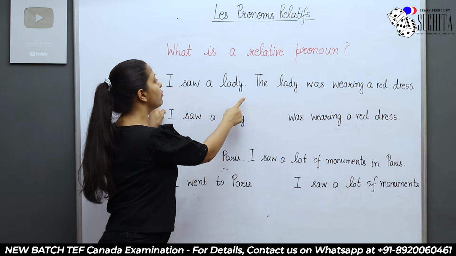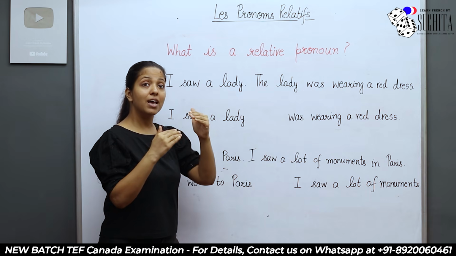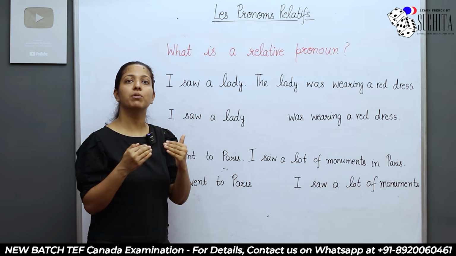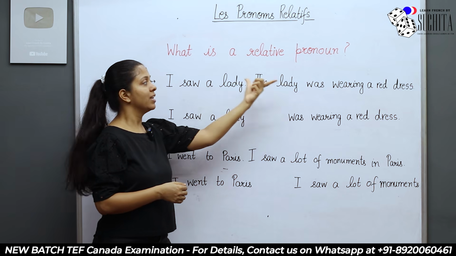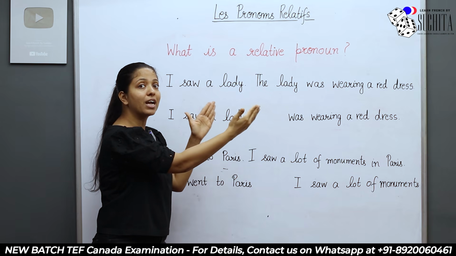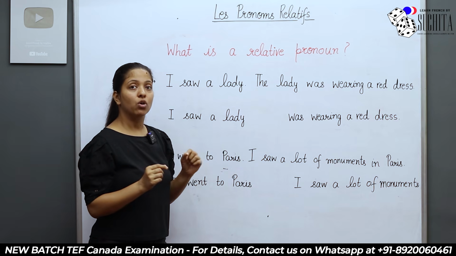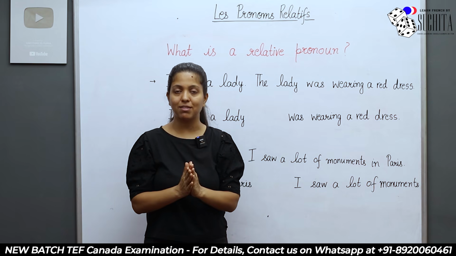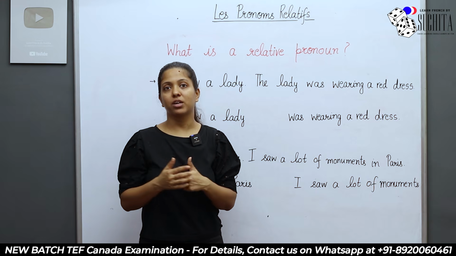Basically, whenever you have 2 separate sentences, and in the second sentence you have a repetition of something from the first sentence. If you see here, I have written 2 sentences. I saw a lady. The lady was wearing a red dress. In the second sentence, what is the repetition that we have from the first sentence? The repetition is the lady, right? We use relative pronouns if we want to join the 2 sentences, and also avoid the repetition of the repetitive word in the second sentence.